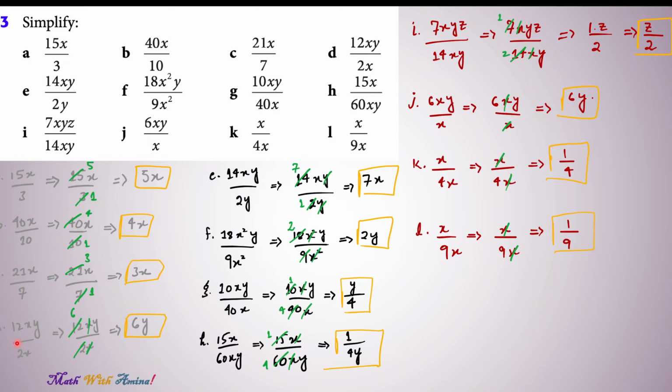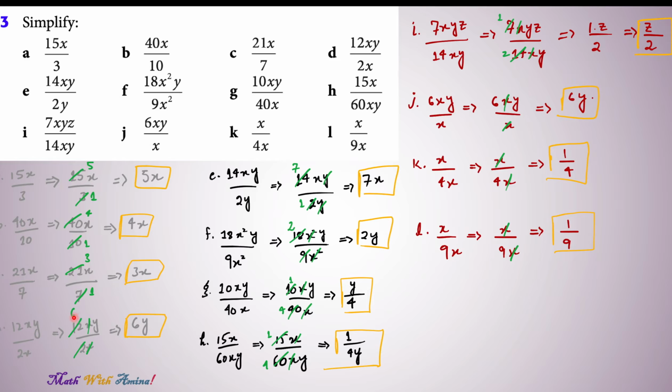Then we have 12xy over 2x. So in here again, as per the rule, we simplify the number first and then the variable. So looking into the number or the coefficient of the variables in here, in numerator and denominator, in here we have 12, in here we have 2. We look for the common factor, 2 is the common factor between the two, so 2 multiplied by 1 is equal to 2 and 2 multiplied by 6 is equal to 12. So 2 gets cancelled and so does 12.